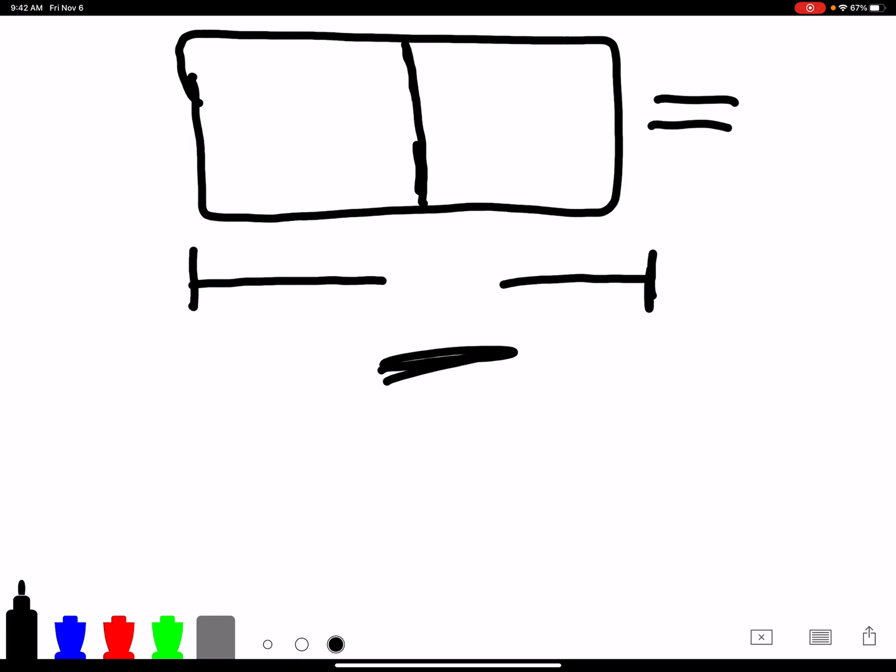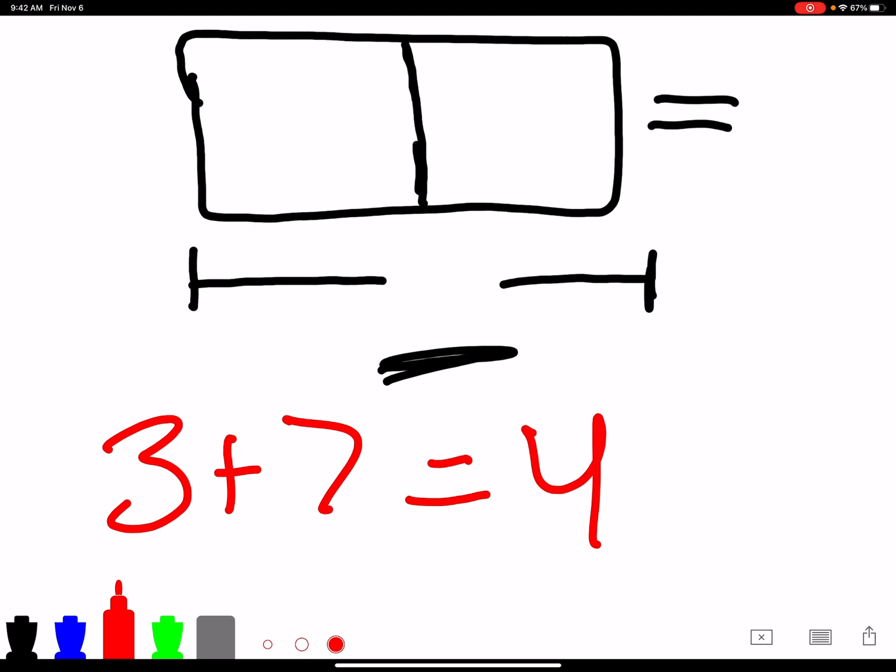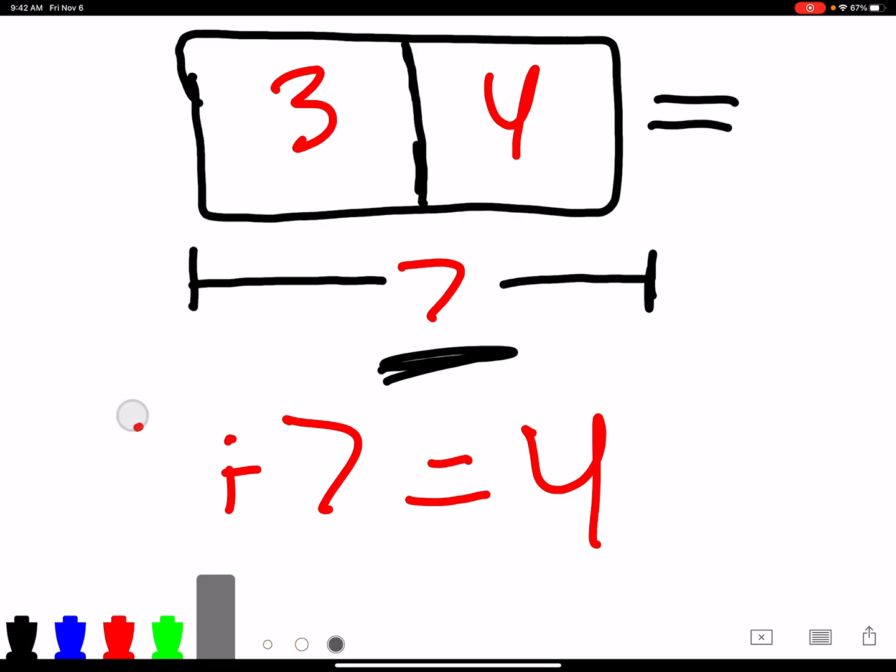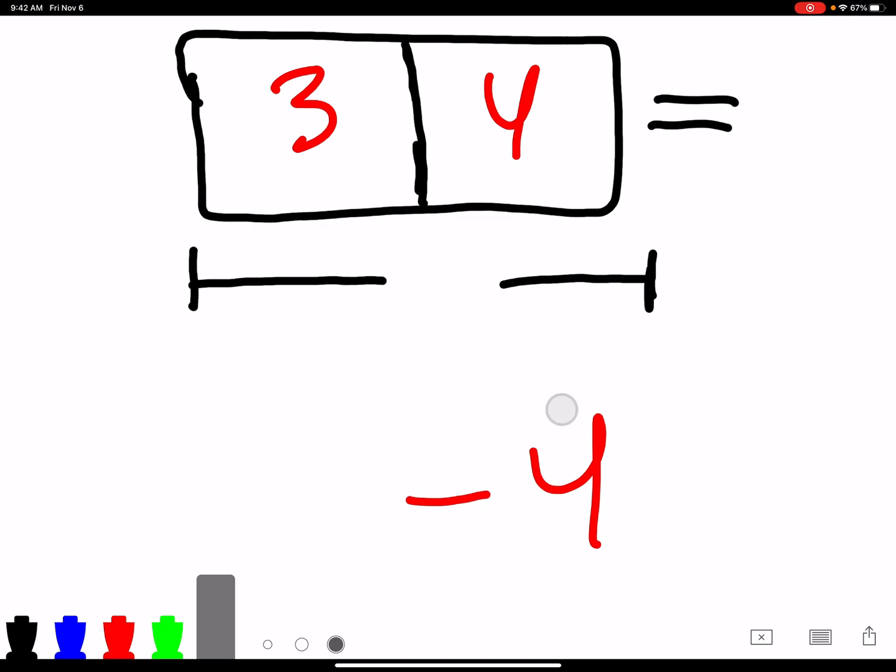Because if you think about it this way, would you put 3 plus 7 equals 4? No, you will put 3 plus 4 equals 7, because part plus part equals whole. So let me erase that guy. Bye-bye.